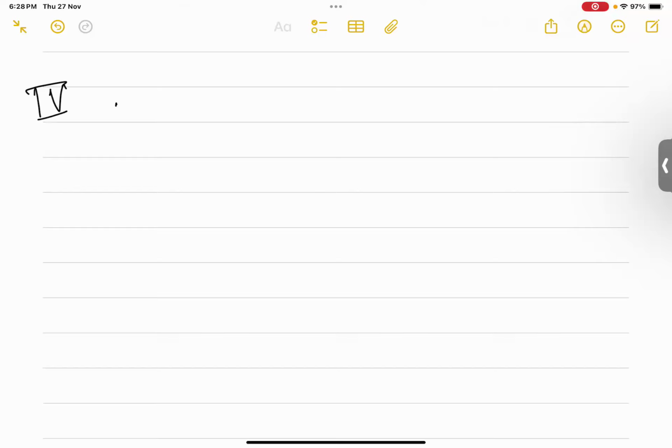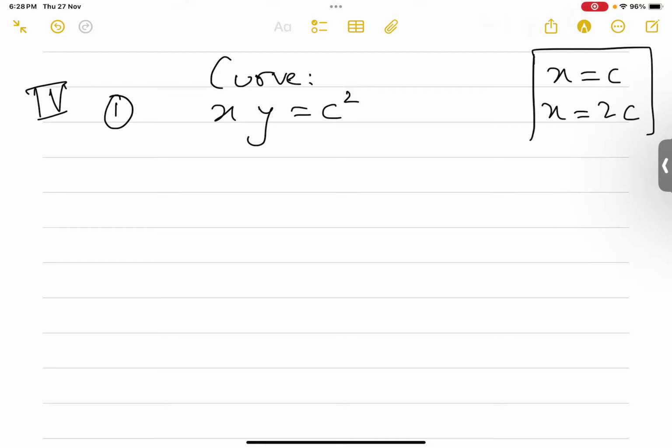Solve the following question number 1. XY is equal to C square. This is the curve. Then the lines given over here are X is equal to C and X is equal to 2C.